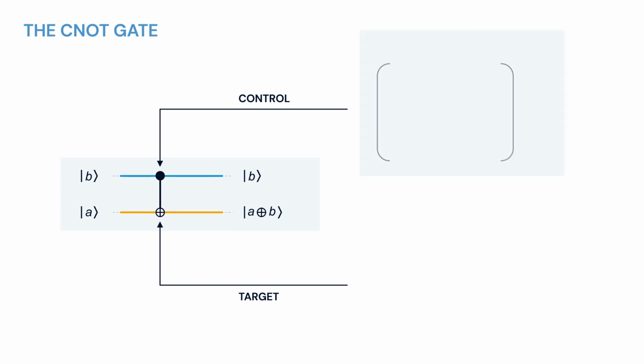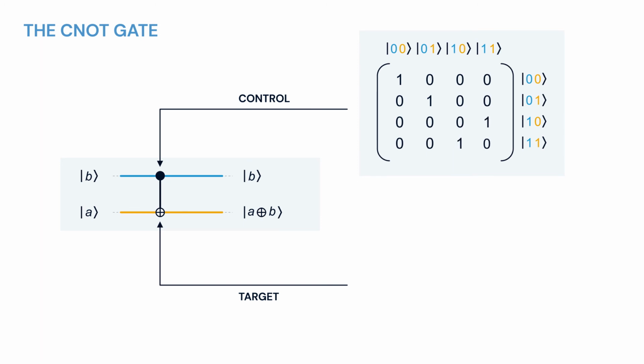So now let's look into the matrix representation of this gate. We want 0, 0 to go to 0, 0. This gives us the leftmost column of the 4x4 matrix that represents the C-node. We want 0, 1 to go to 0, 1. This gives us the second column of the matrix. Finally, 1, 0 goes to 1, 1, and 1, 1 goes to 1, 0. And this completes the matrix.